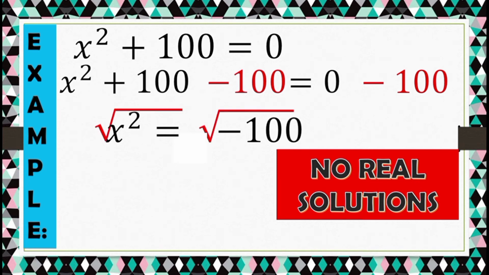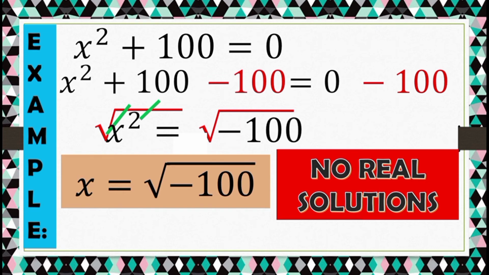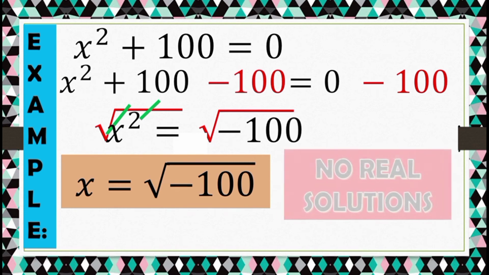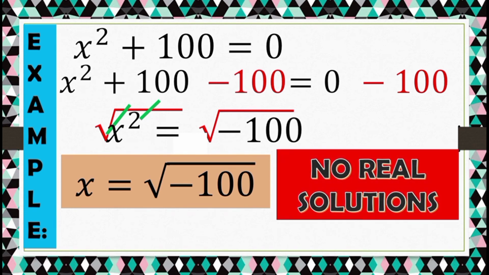By extracting square roots, x therefore is equal to square root of negative 100. So there is no number multiplied by itself. The result will be a negative answer, just like negative 100. Therefore, there will be no real solutions or roots for this equation.